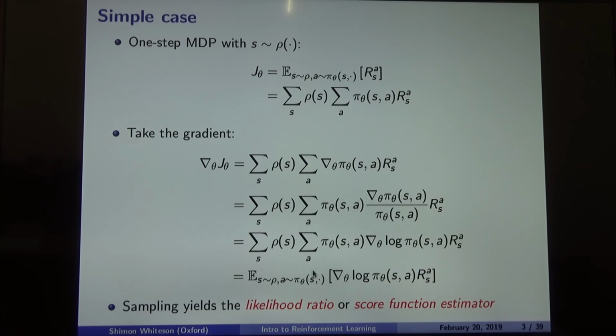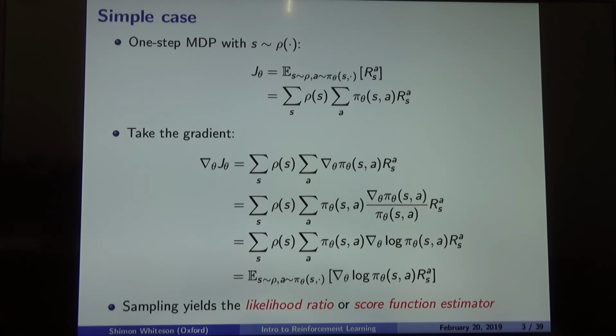So that yields this line here. Now, because of this probability here, I can reinterpret this thing as if it was an expectation. So this is now my probability, so this thing again becomes an expectation. So this quantity now I can estimate using a simple Monte Carlo approach.